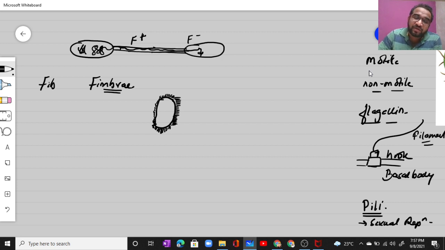Maybe if they are present in water, to stick to the rocks in the streams, or to the host tissues if they are inside the host organism, these fimbriae help the bacterial cell to adhere itself, to catch onto some specific regions. So this is all about the prokaryotic cells.